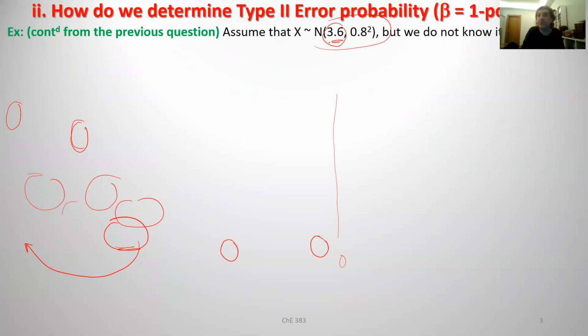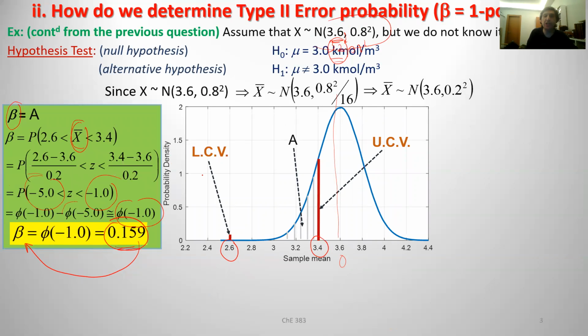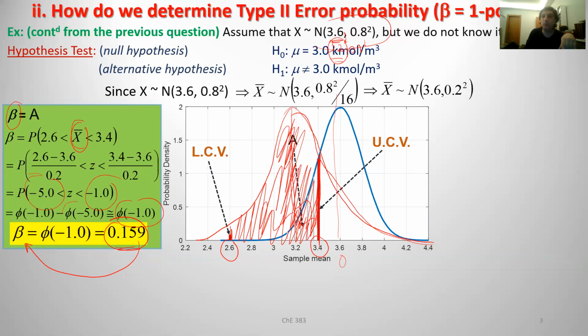But here, note that if X bar were normally distributed around 3.2 with the same variance, but at a different population mean value, then this beta value here would have changed, because then the distribution would be around a 3.2 mean here. So we would have this normal distribution here, right? Then we would be trying to find this area between this point and this point, this region here. So the beta type 2 probability depends on the shift of the distribution from the hypothesized one. That's a very important point.